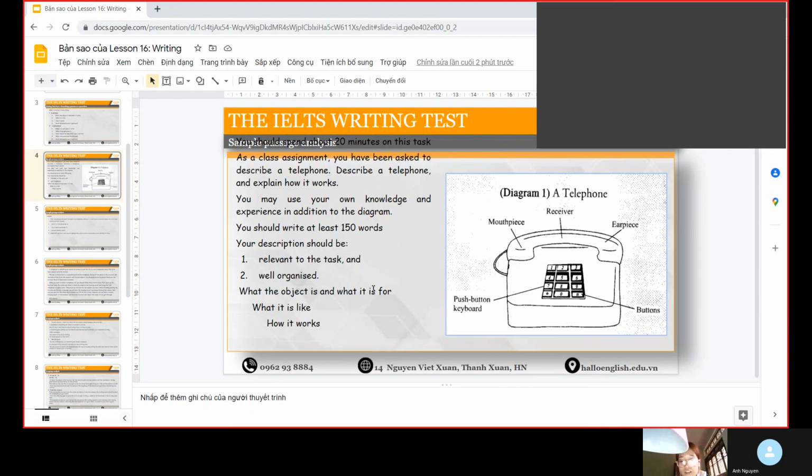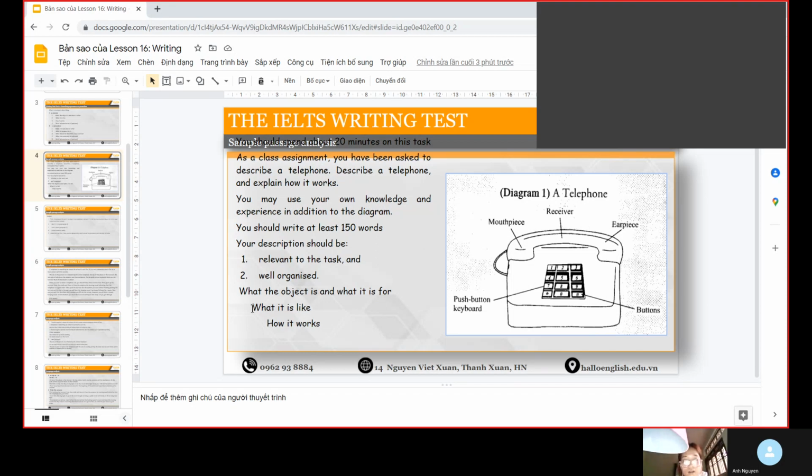Okay, first, the object is a telephone. Correct. But in the present, there are still people using this type of telephone. So you can change the tense of your sentence into: it is commonly used as a communication device. Okay, that is for the first question.